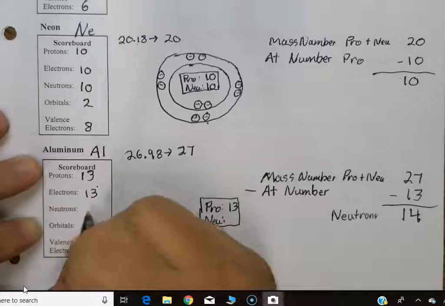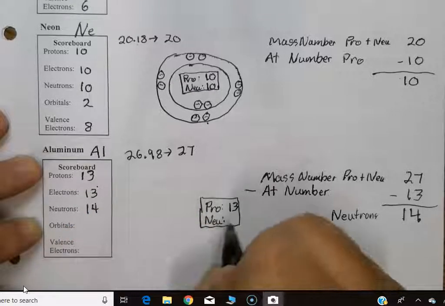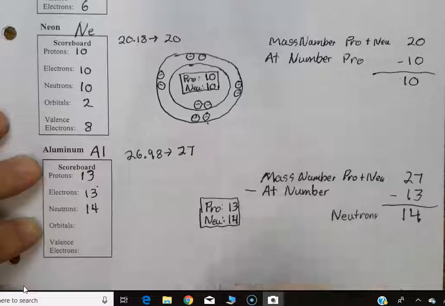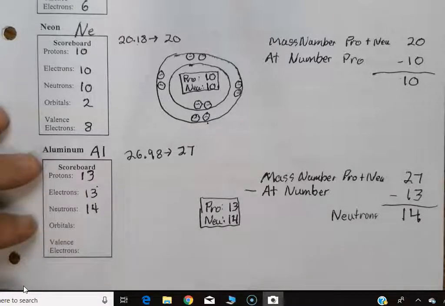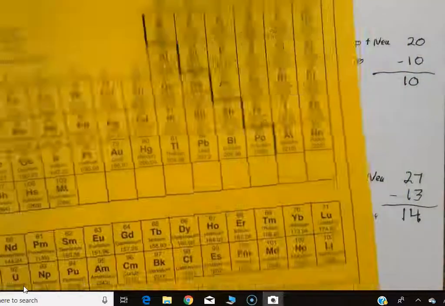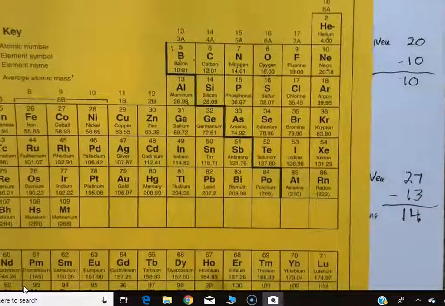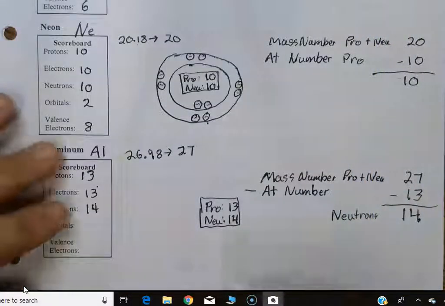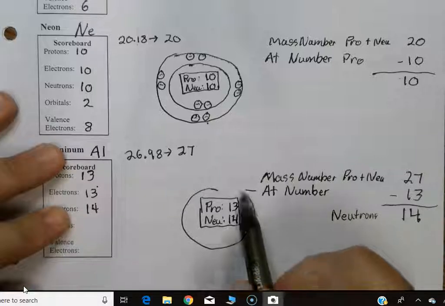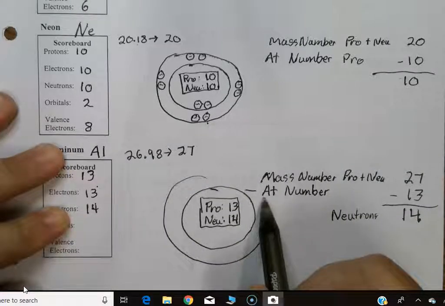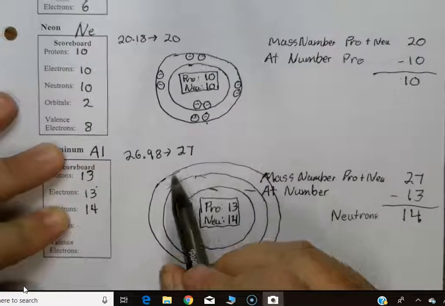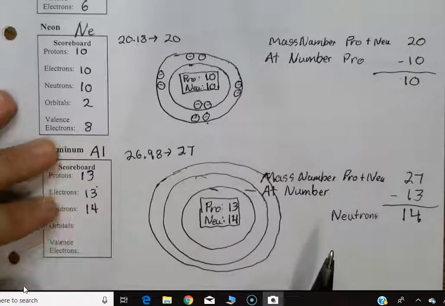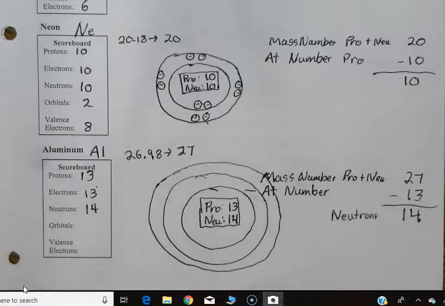Okay. So we have 14 neutrons. We go ahead and put that in the nucleus. So now our nucleus is filled up. All right. Now what we're going to do is orbitals. So aluminum, we said already, was in the third row. 1, 2, 3. And I'm going to draw 3 orbitals. There's 1. There's 2. And I didn't leave myself a lot of space there. But there's the third one. That's okay. We'll make do with that, okay? All right, so 3 orbitals because of the third row.